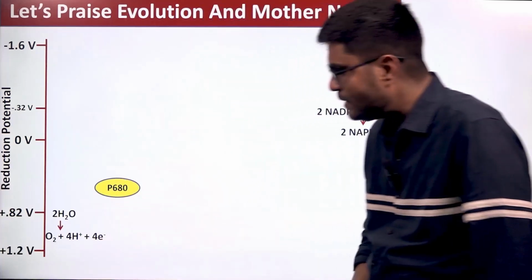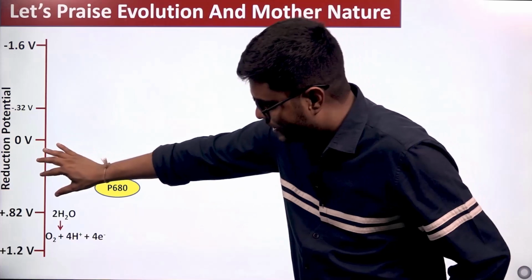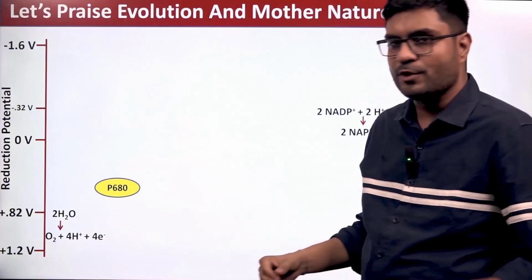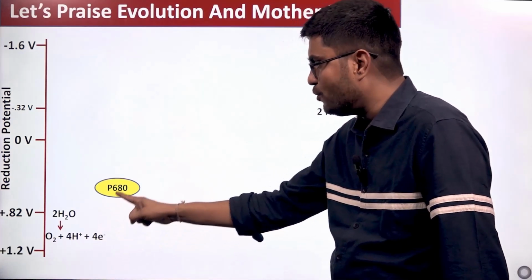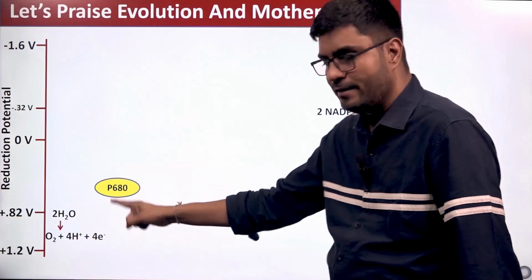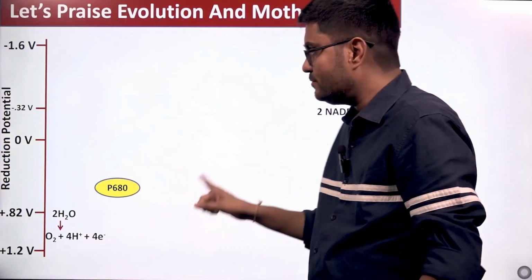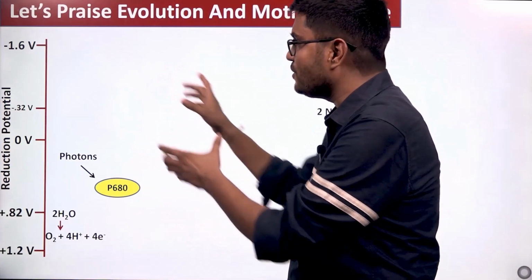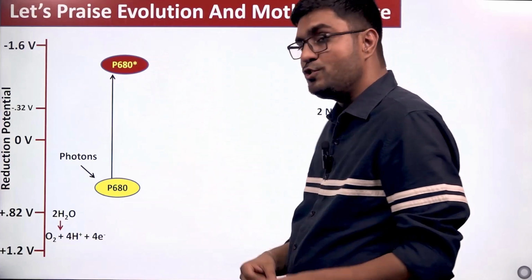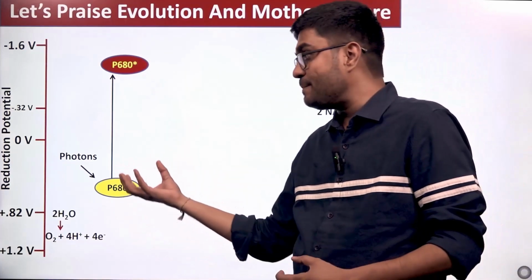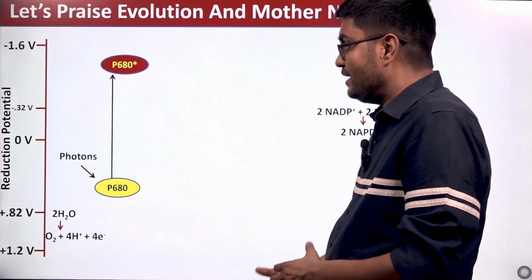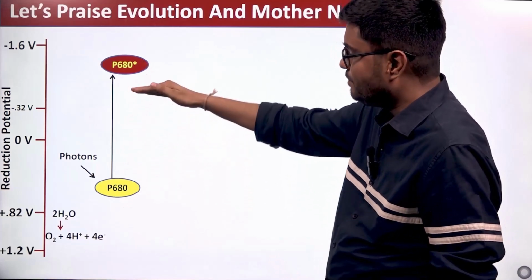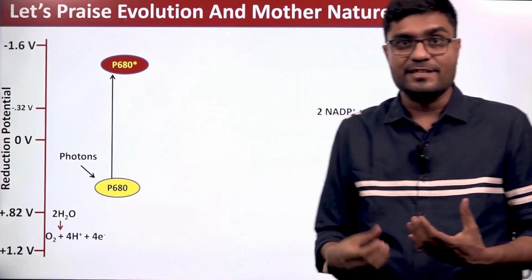Now you can see that the position of P680 is here on this graph. It has lower reduction potential than water, because when we are going down, reduction potential is increasing. So electrons cannot go from water to P680. So in step 1, P680 will absorb a photon and will change its position on the graph. After absorbing the photon, the reduction potential of P680 is decreasing, because when we are going up, reduction potential is decreasing in the graph.